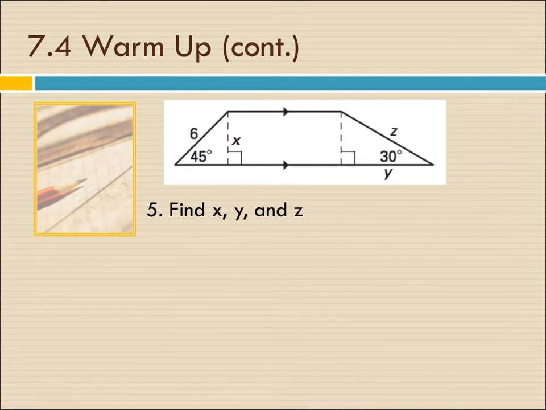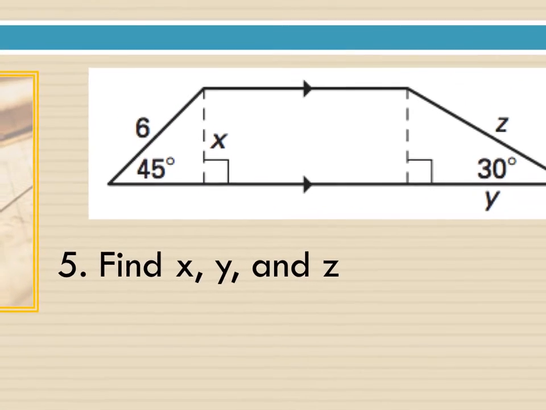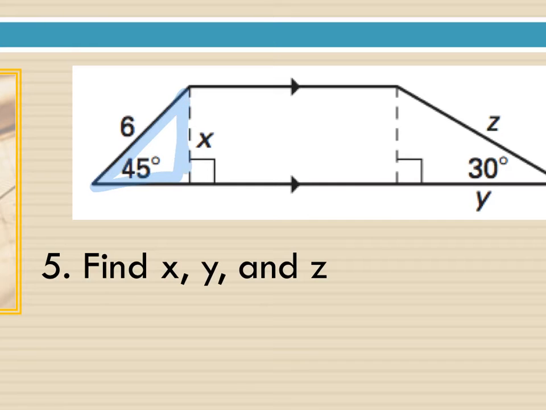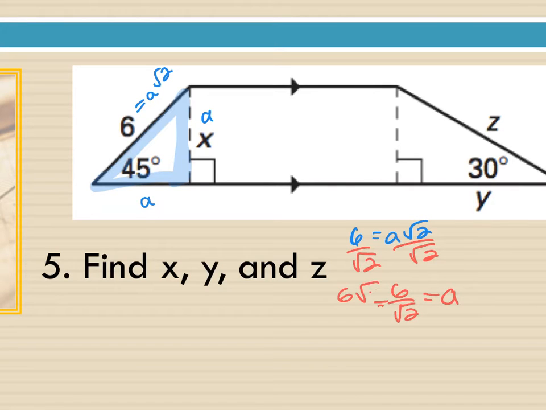All right, then I get this one. So it's a little bit of application, right? You're taking two triangles on the outside that are 30, 60, 90 and putting them together in one shape. On the left-hand side, I've got a 45, 45, 90 triangle. This would be A, and this would be A root 2. So 6 equals A root 2. I would divide both sides by root 2. A equals 6 over root 2, which becomes 6 root 2 over 2 because I have to rationalize it, which becomes 3 root 2. That's this side and this side. So X is 3 root 2.